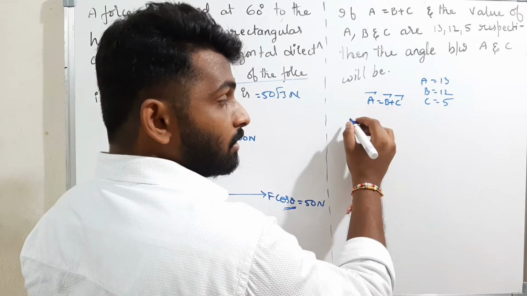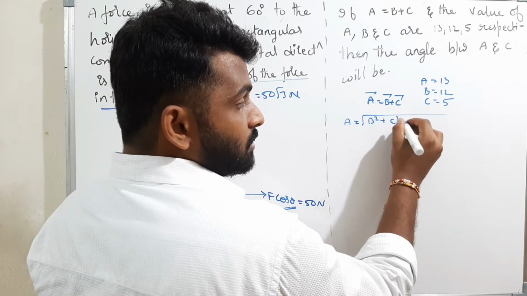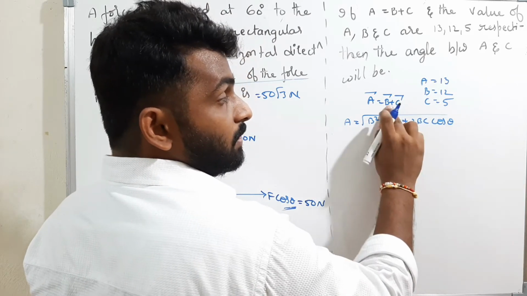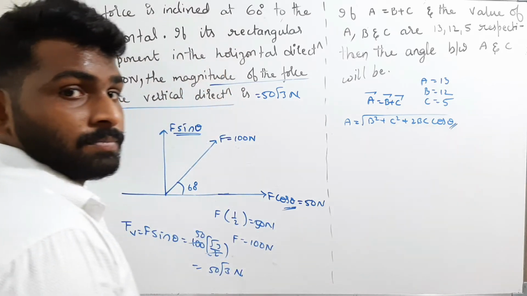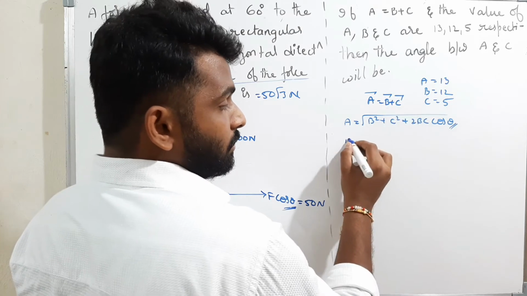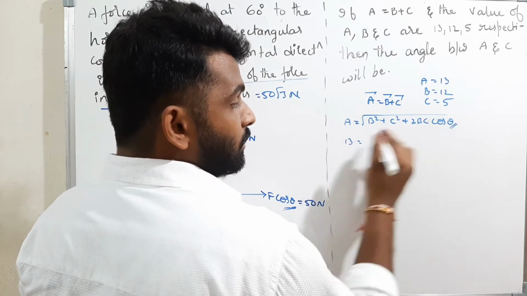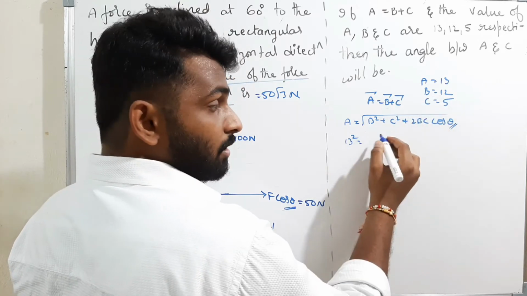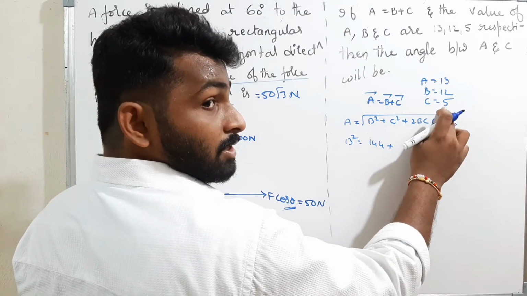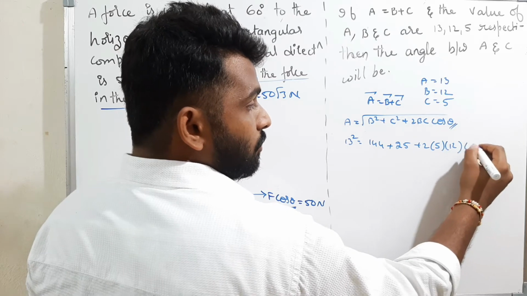How can I find the resultant? A is equal to root of B square plus C square plus 2BC cos theta, where the angle between B and C is theta. Now solve it. 13 square is equal to B square, which is 12 square, 144, plus C square, 5 square is 25, plus 2 into 5 into 12 into cos theta.